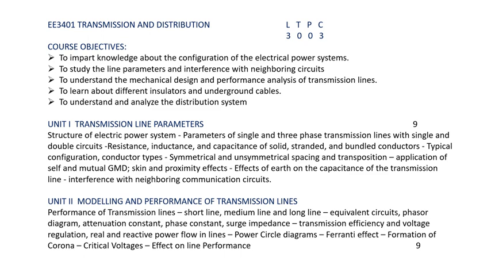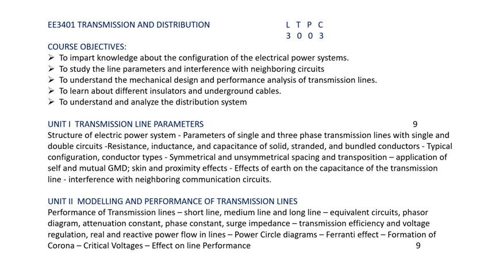Unit 1 is Transmission Line Parameters. This unit introduces the structure of the electrical power system and focuses on the electrical parameters of transmission lines. Students learn to calculate resistance, inductance and capacitance of single-phase and three-phase transmission lines with different conductor types such as solid, stranded and bundled conductors.